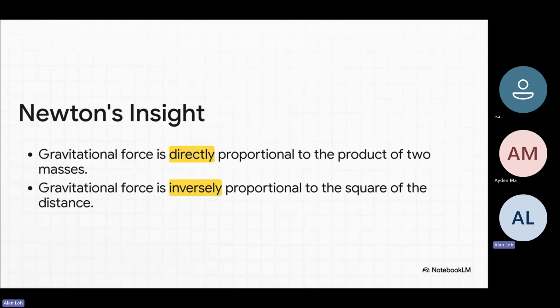Drawer 1. Newton figured out that this force really just boils down to two key things. First, mass. The more stuff you pack into an object, the stronger its gravitational pull. Makes sense. Second, distance. Gravity gets weaker as you get farther away. But here's the kicker. It doesn't just get a little weaker, it drops off super fast. It's kind of like the light from a candle. The farther you are, the dimmer it gets, and it gets dimmer really, really quickly.